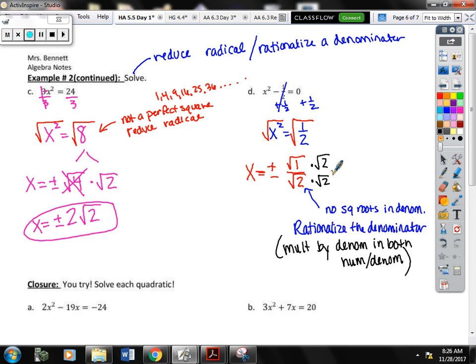Just like if we had 1/2 and 2/4, those are equivalent fractions. So what happens, square root of 1 times the square root of 2 is the square root of 2. In the denominator, the square root of 2 times the square root of 2 would be the square root of 4. And the square root of 4 is 2. So the whole reason that we do this, rationalizing, is that the square root ends up going away. You're just left with what number is underneath there. So my final answer here should be positive or negative square root of 2 over 2.